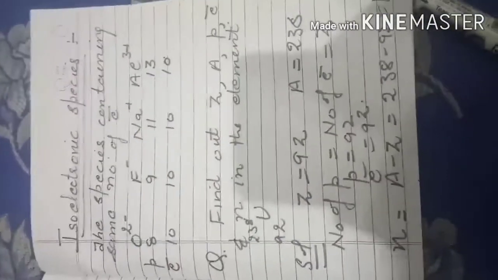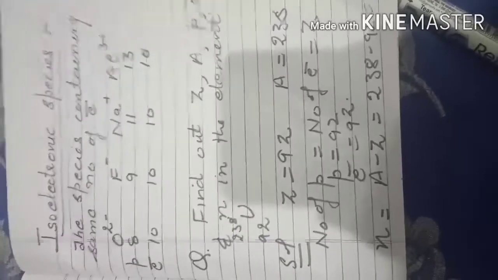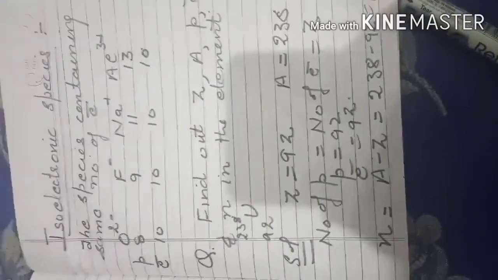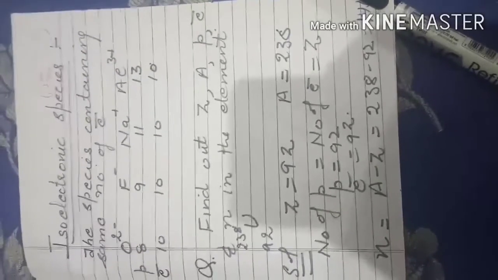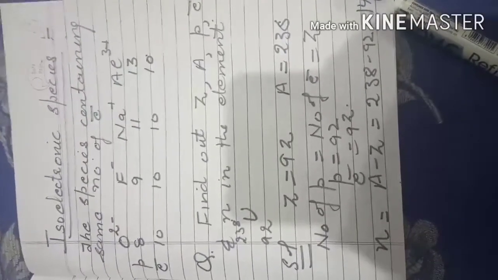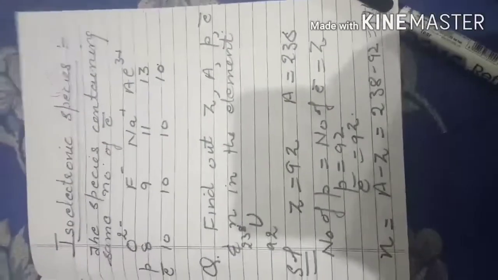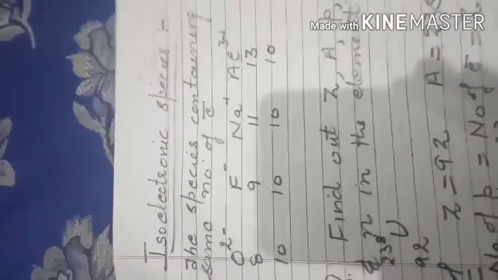Next is isoelectronic species. Iso means same, electronic means electron. So such species which contain the same number of electrons are known as isoelectronic species. For example, O2-, F-, Na+ and Al3+. These species we have considered have protons 8, 9, 11 and 13 respectively. But in all these species, electrons are 10. So such species are known as isoelectronic species.